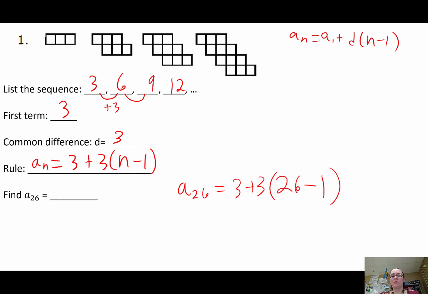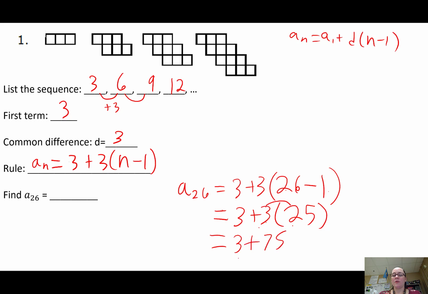And from here, we're going to ignore the a sub 26 and just work out the rest. So, simplifying, I get 26 minus 1, which is 25. Then we do 3 times 25, which gives me 75, plus 3, 78. So my 26th term is 78. So if I were to continue drawing that out, I would have 78 boxes on the 26th term.